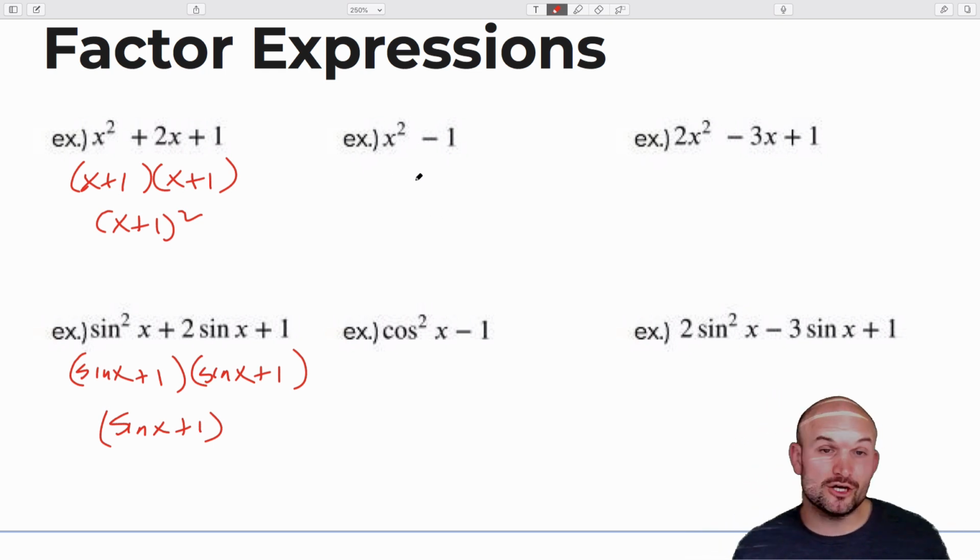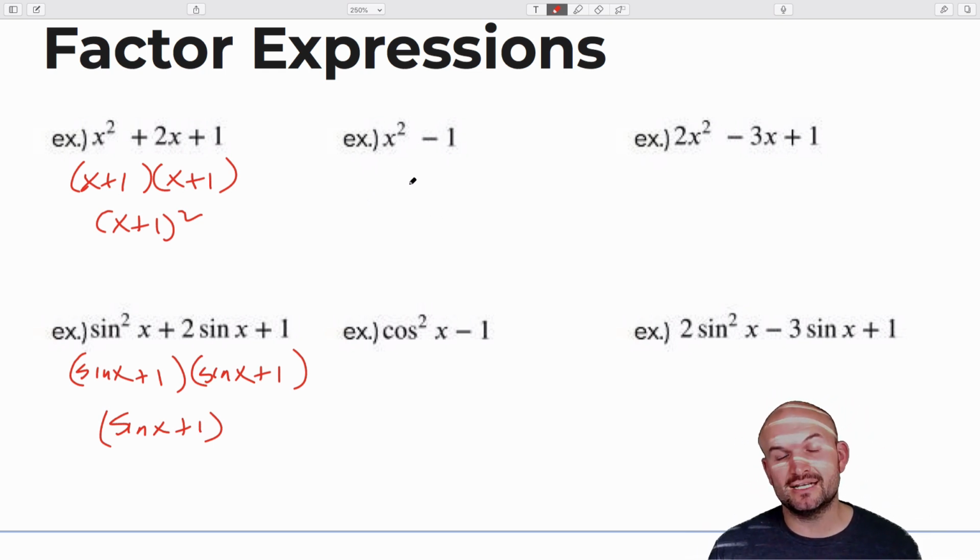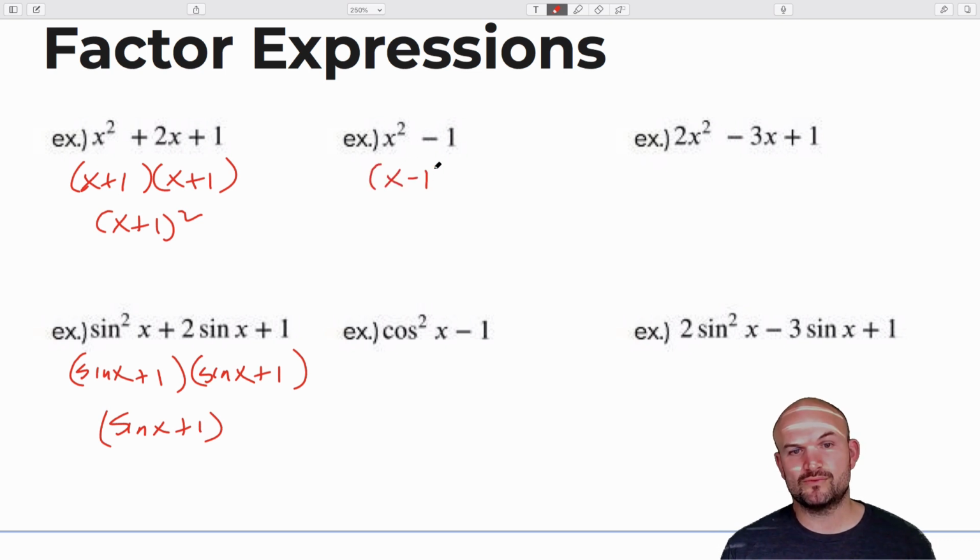1. Whenever I have a quadratic binomial, I'm thinking difference of two squares. In this case, you can see that that can be written as x minus 1 times x plus 1. So again, just replacing my x with my trigonometric function, I can write this as cosine of x minus 1 times cosine of x plus 1.